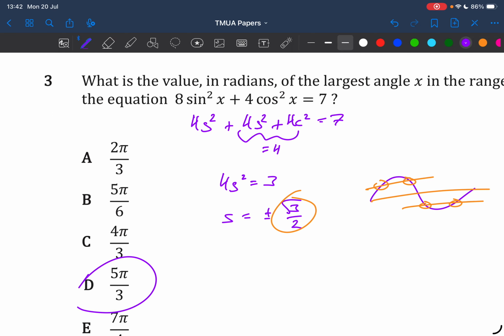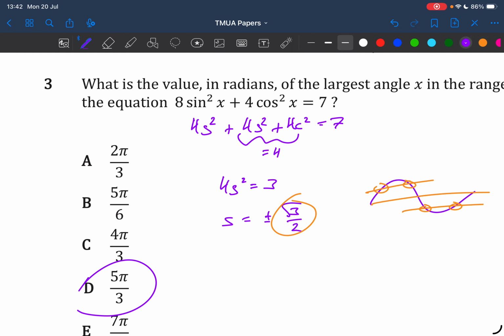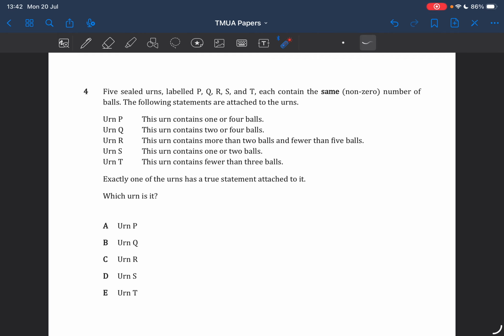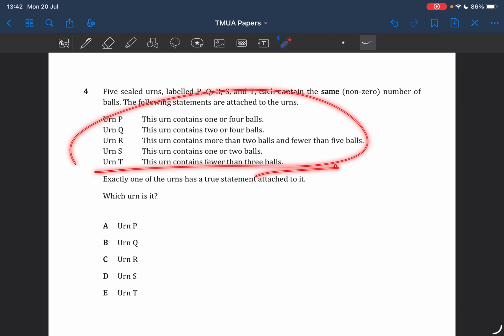D for number 3, is that correct? Yeah, D. Lovely jubbly. Now we've got 5 urns, P to T. They've each got the same number of balls in them. So we've got all these urns, all the same number of balls. One of them is telling the truth, 4 of them are lying.